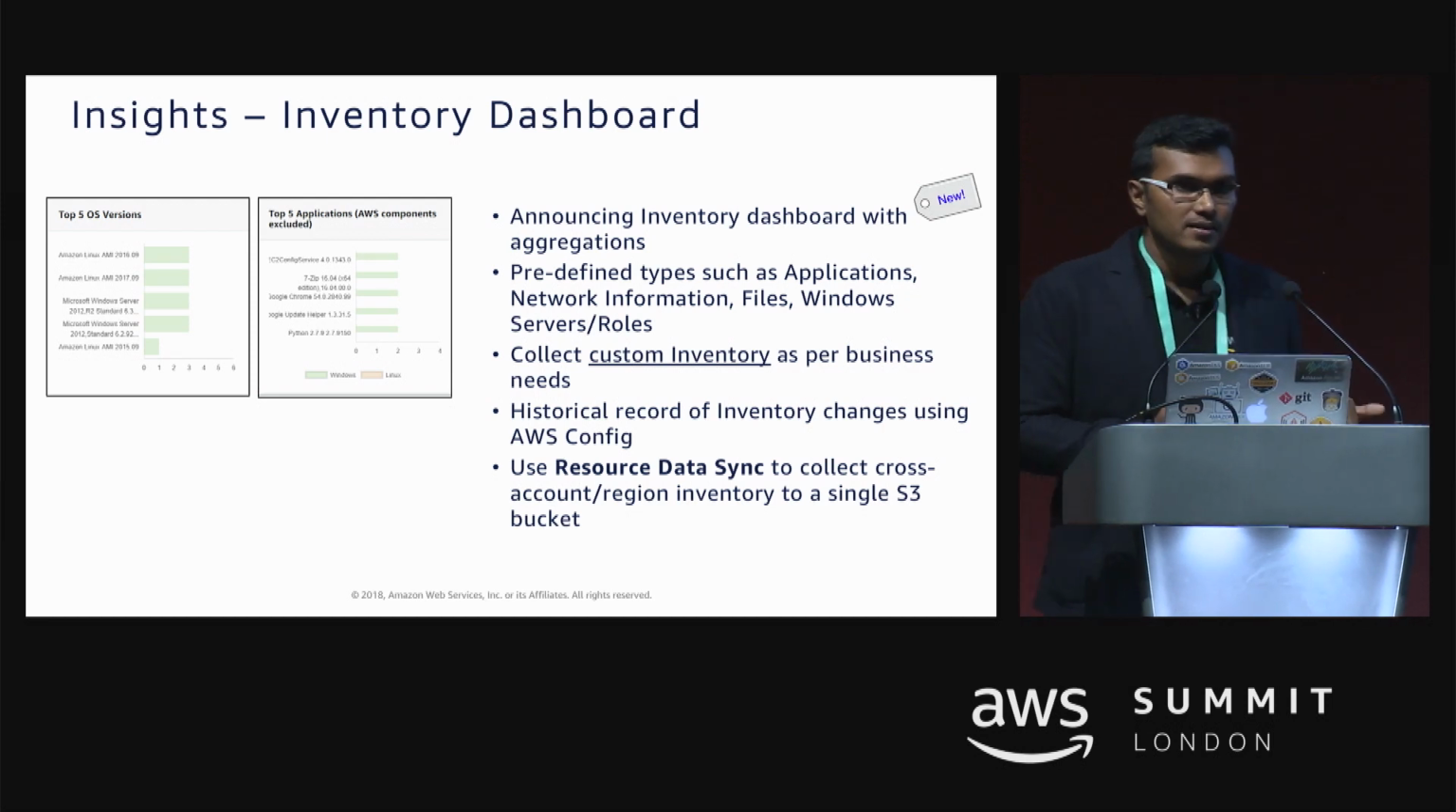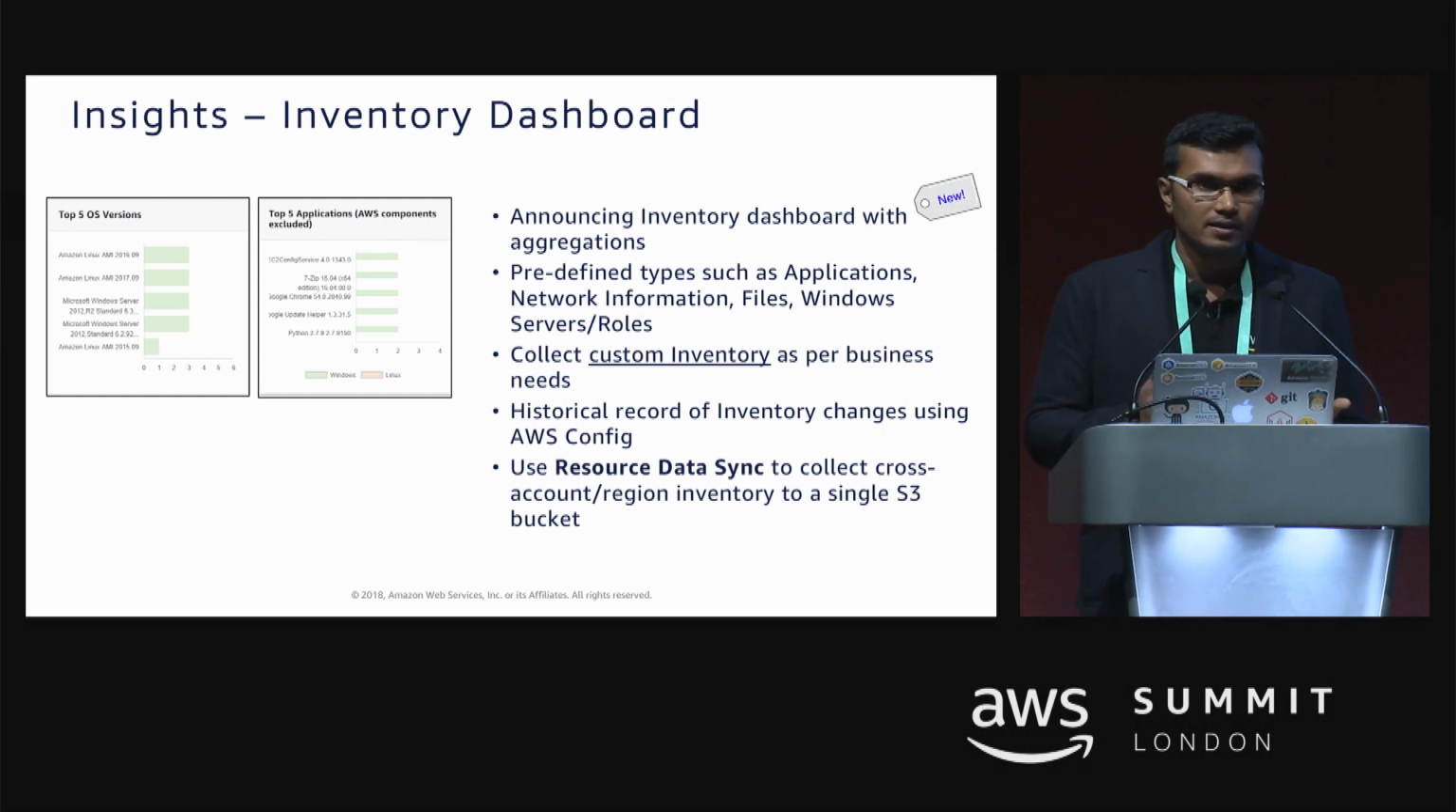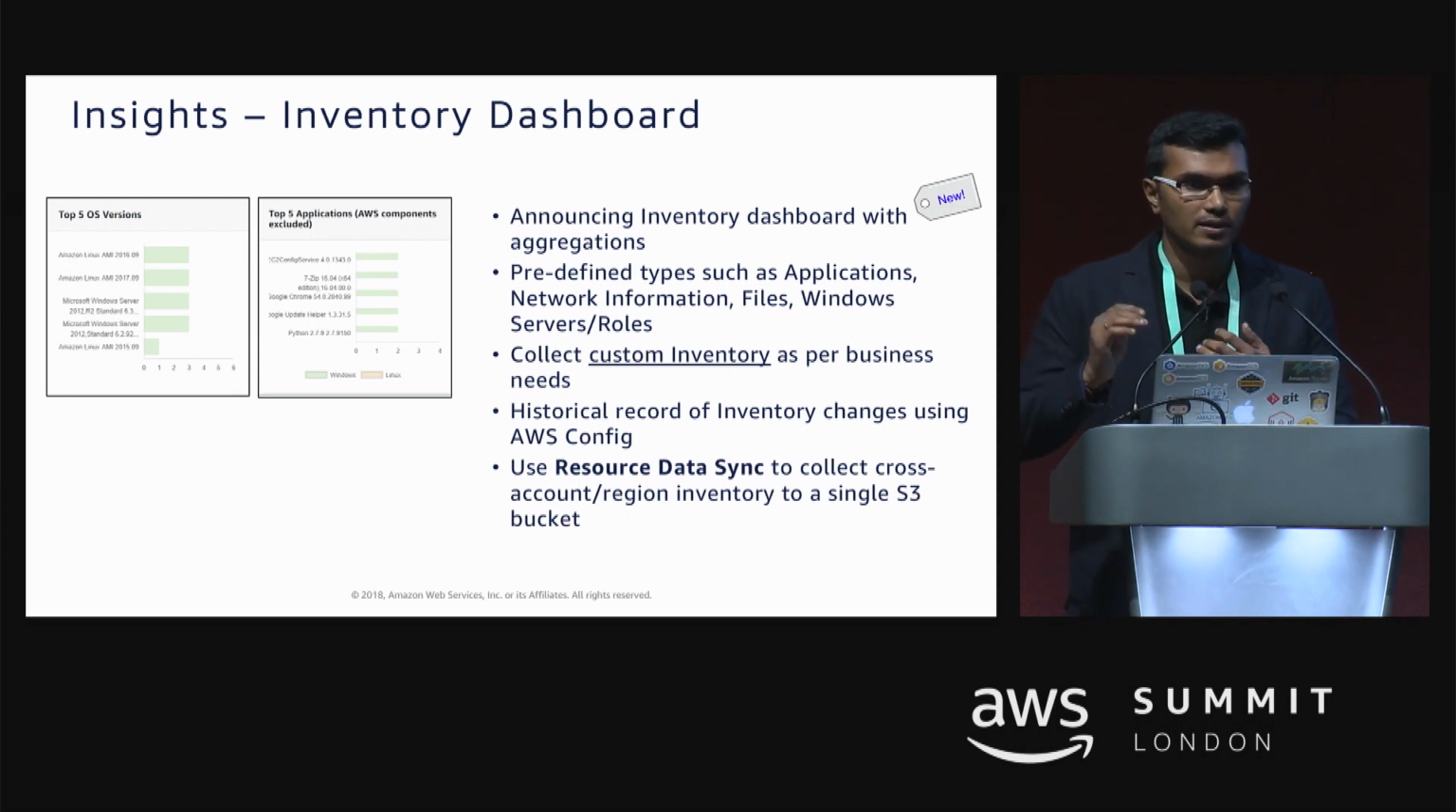One of the things that's built into it is the integration with AWS Config. AWS Config is a service which allows you to track the changes on a specific resource. So if you launch this particular service, it will give you a timeline view of the changes that have happened over a period of time.